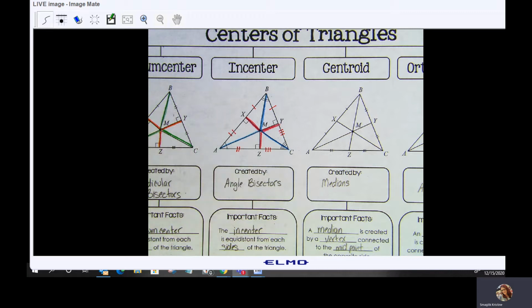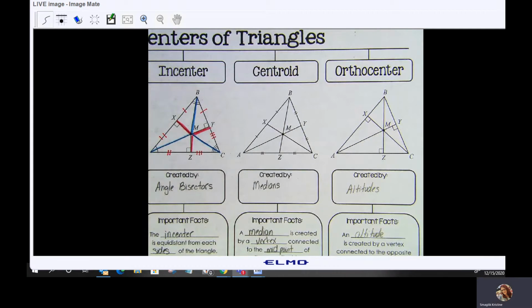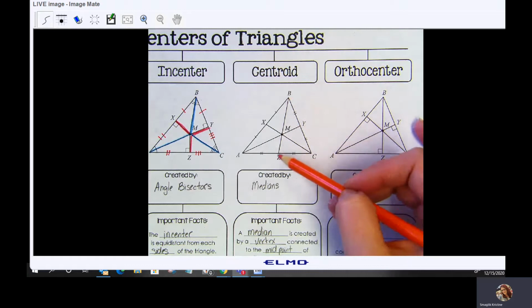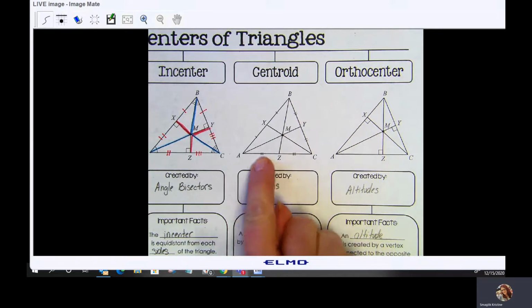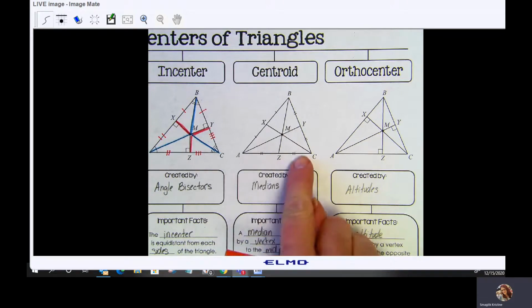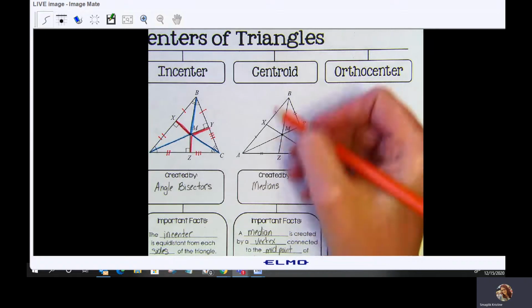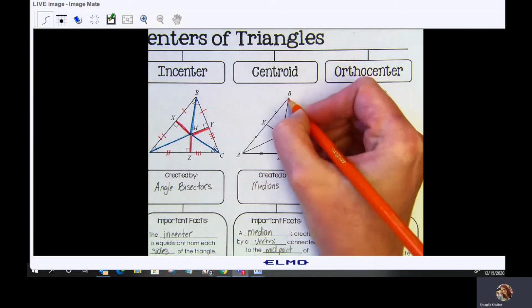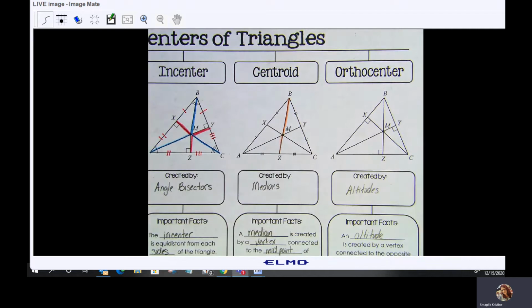And let's take a look at the centroid. Centroid is created by medians, and medians are created by connecting the vertex to a midpoint. So again, that midpoint, it's the middle. You're breaking up the segment into 2 equal parts, which means they are congruent. So Z is a midpoint. So if I go from the opposite angle down to that midpoint, I've formed a median.